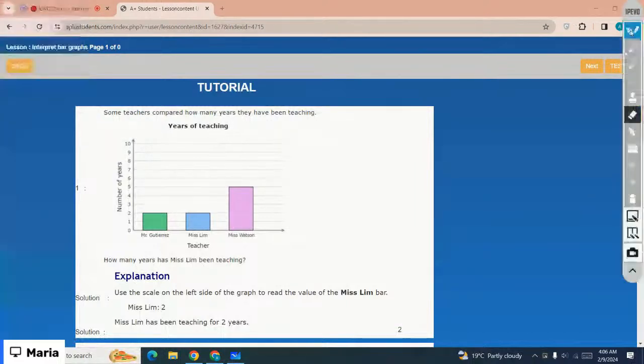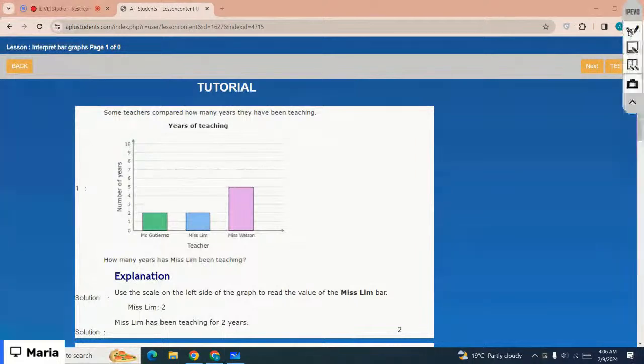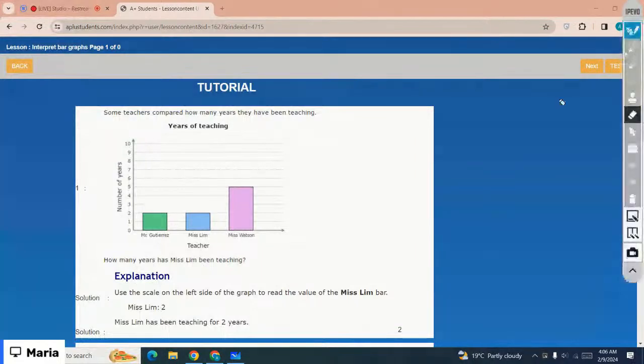Okay, here are the bars given. See, this is Miss Guthrie's, this is Miss Lim, and this is Miss Watson. You have to see Miss Lim. This is the bar for Miss Lim. You have to match it on the y-axis. On the y-axis, you are given the number of years, so that matches with 2. That means the number of years Miss Lim has been teaching is 2 years. Got it?